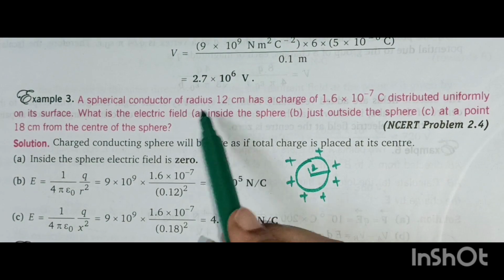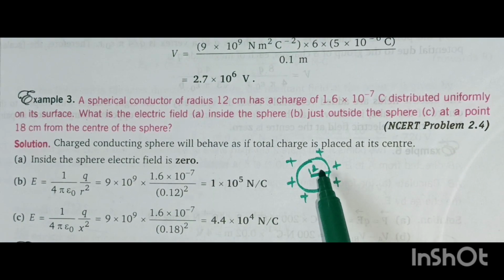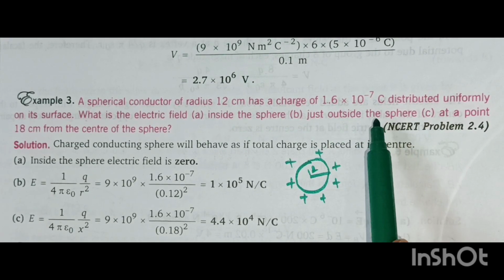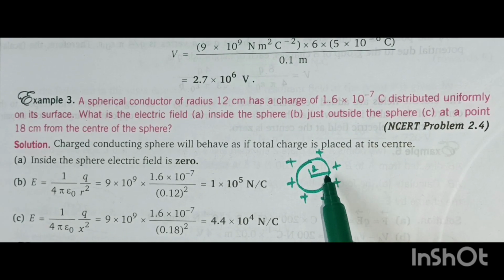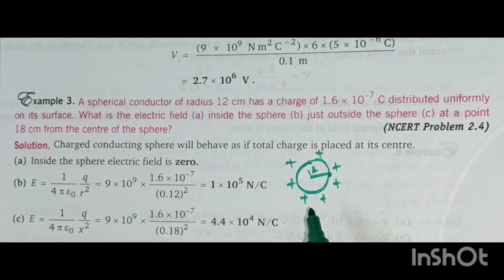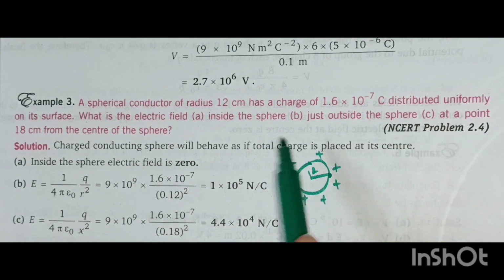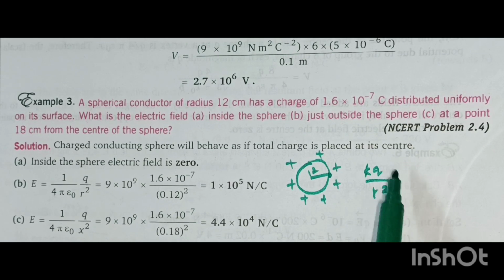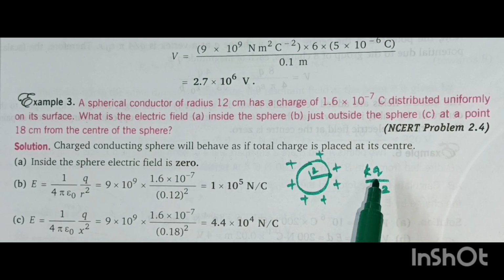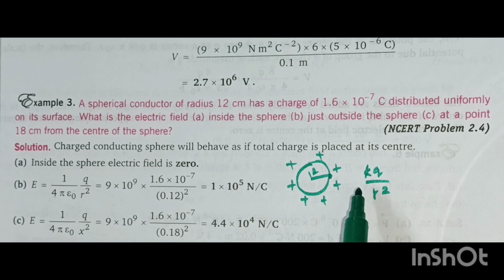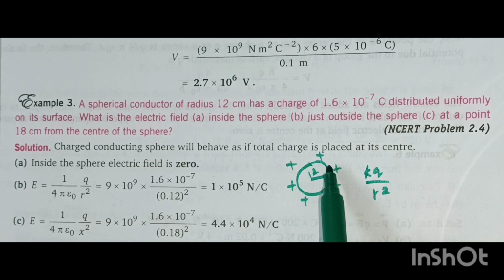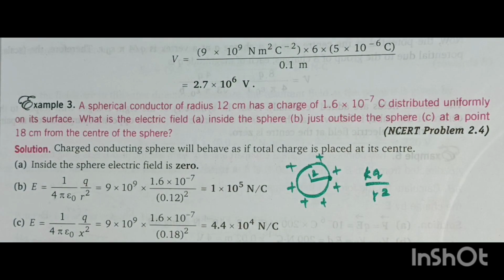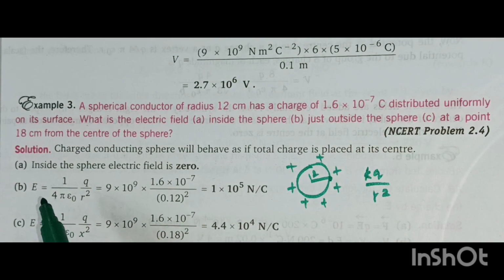So what is the electric field inside the sphere? As inside there are no charges, the electric field will be 0. Just outside the sphere means the distance is almost equal to the radius. So what is the electric field? It is kq by r square, because this is the formula for electric field due to a point charge, right? We can assume here as if all the charges are at the center, so we can use this formula.